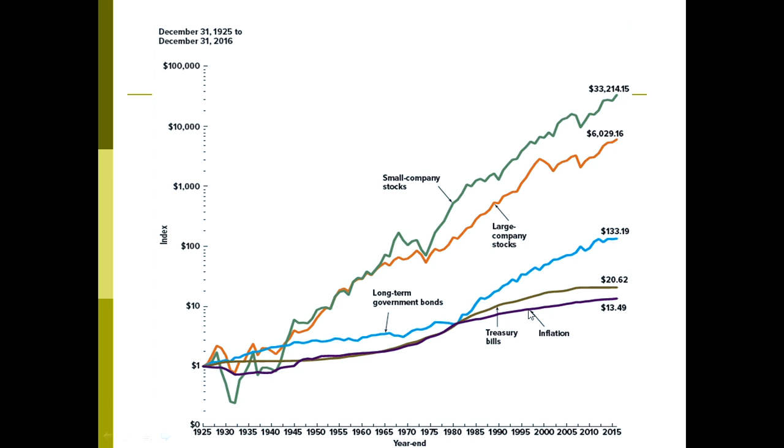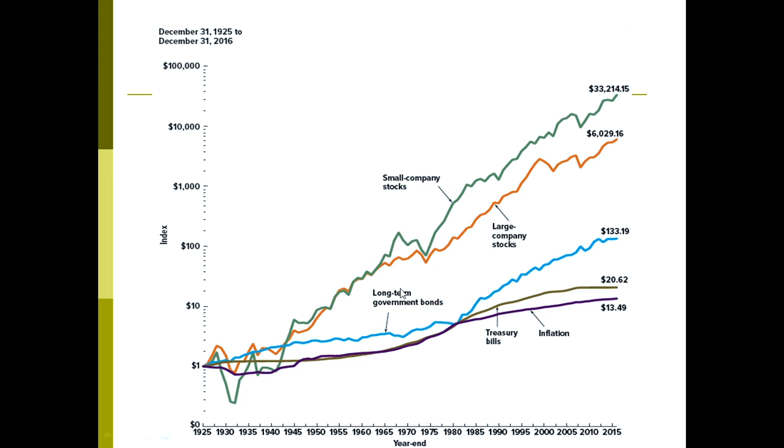The purple line is inflation, which means $1 in 1925 is equivalent to 13.49 cents in 2016. Now, suppose you invest in Treasury bills. You invest $1 in Treasury bills in 1925. In 2016, it's going to be worth about $20. Well, it's not really bad. It beats inflation at least.